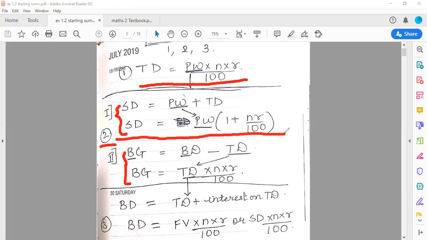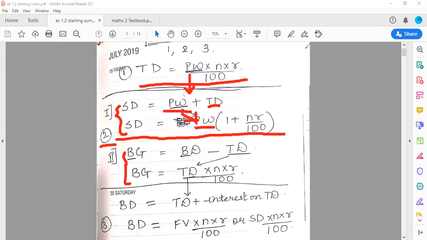Now sum due has two formulas. Remember, the first formula started with TD, so it started with PW into N into R upon 100. So SD's first formula also starts with PW. That is PW plus true discount. So the first formula of SD is PW plus TD. The other option, again it starts from PW: PW bracket open 1 plus NR upon 100.